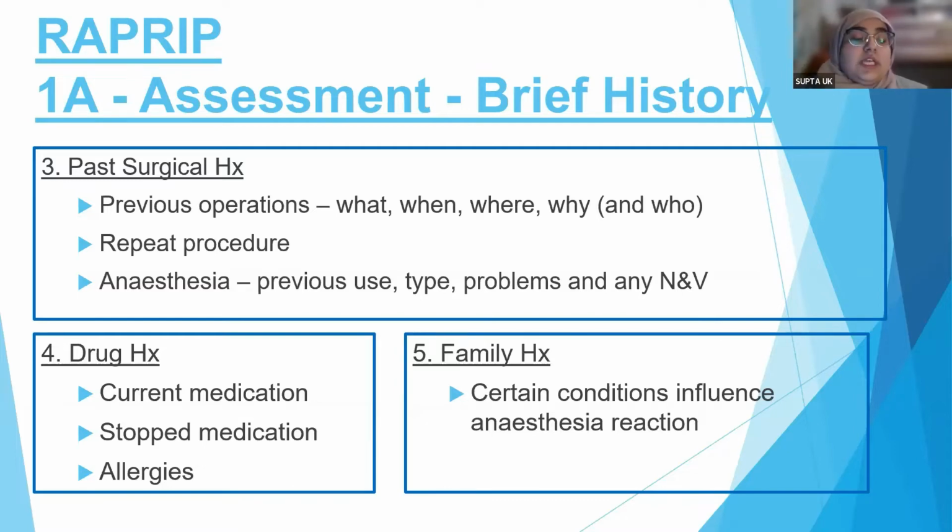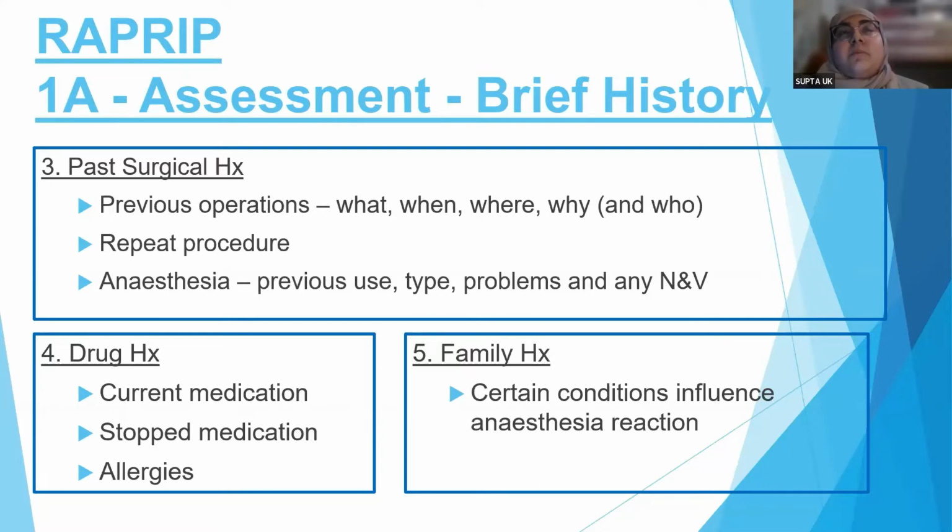And then a family history. I know that it's a less important part of the history, but it's still worth considering. Some hereditary conditions do impact anaesthesia. One such condition is malignant hyperthermia, and basically it's a condition that affects a patient when they have certain gases or an anaesthetic or muscle relaxants.